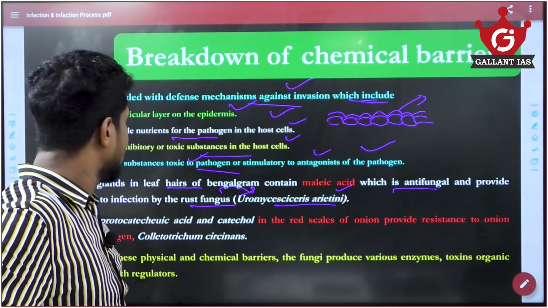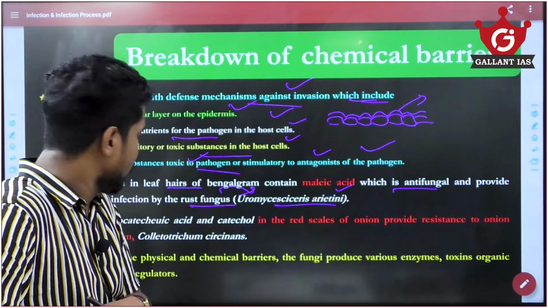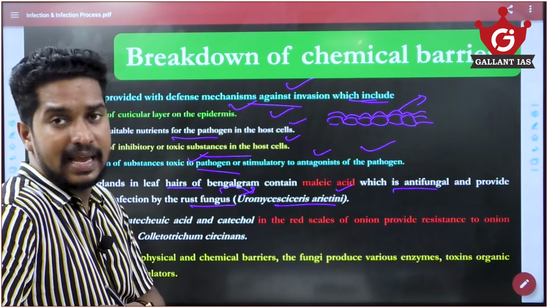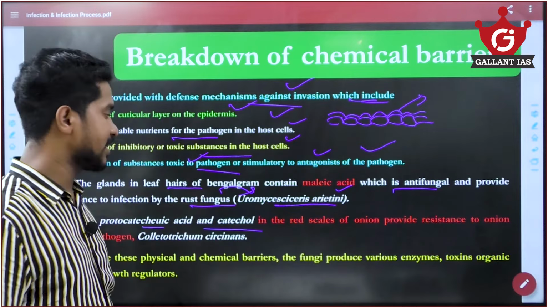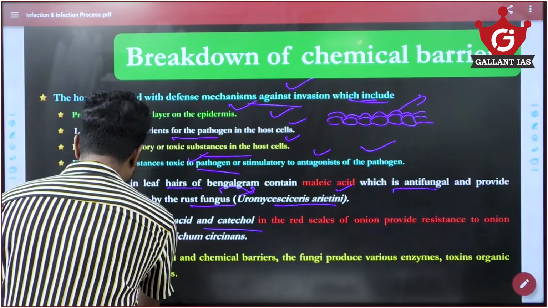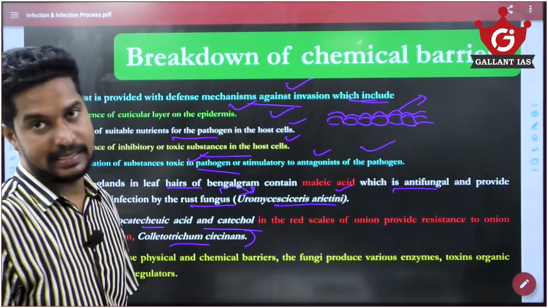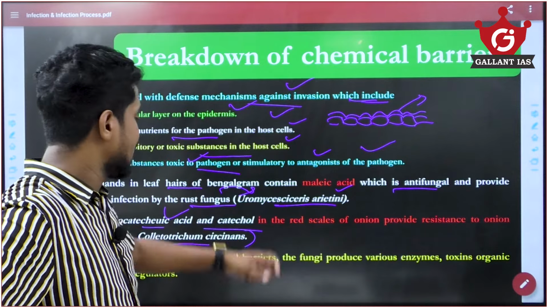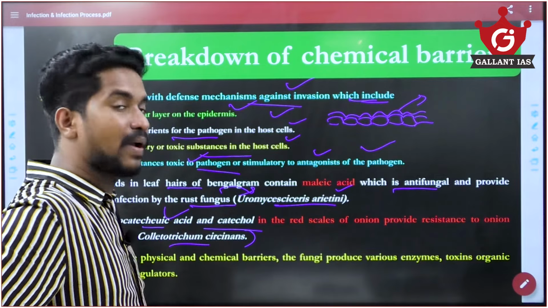The glands in leaf hairs of Bengal gram contain malic acid, which is antifungal and provides resistance to infection by the rust fungus. Similarly, protocatechuic acid and catechol in the red scales of onion provide resistance to the onion smut pathogen, Colletotrichum circinans.